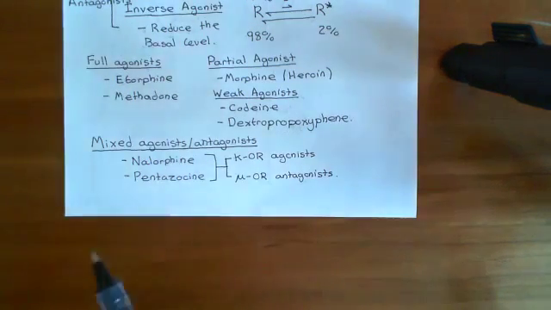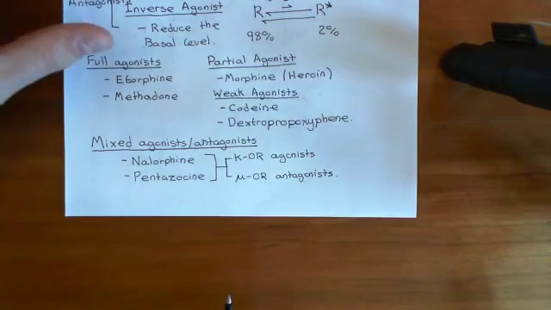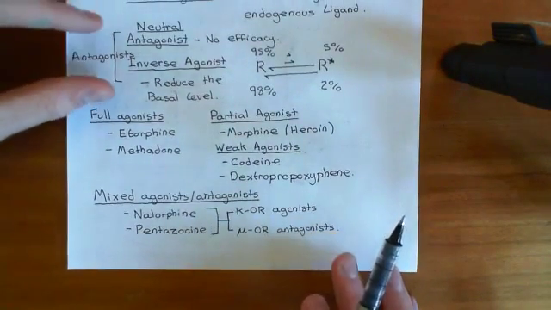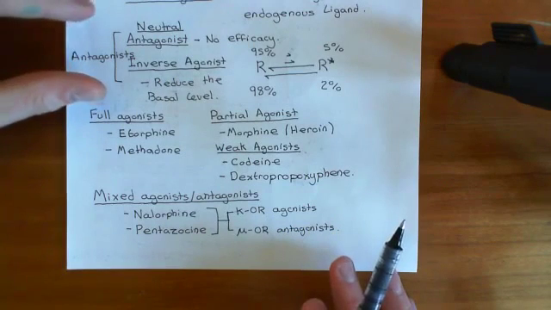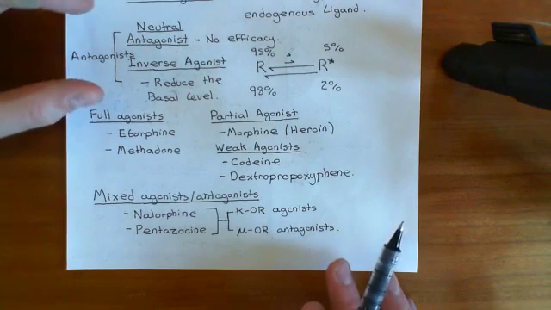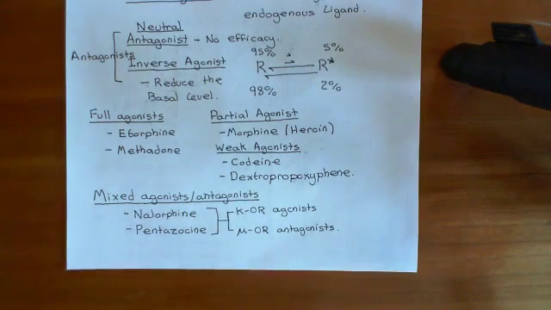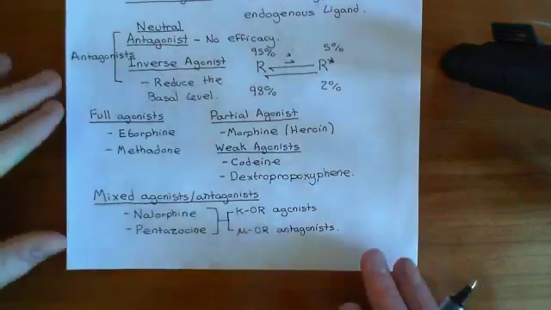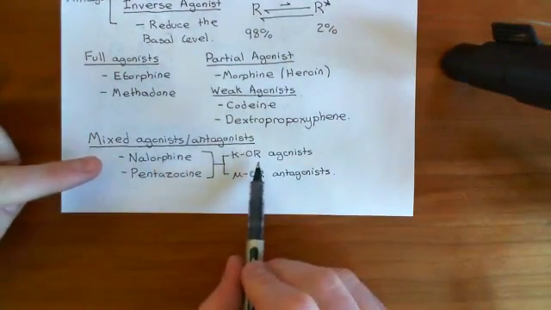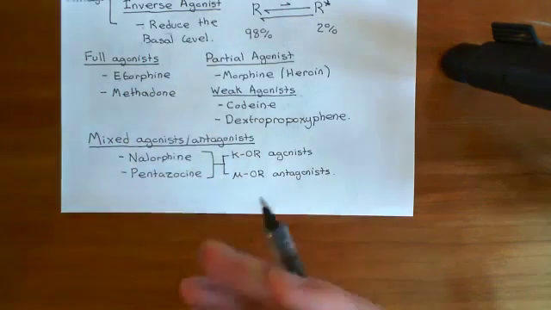So really the distinction between inverse agonists and neutral antagonists only becomes important in receptors where the basal level is non-trivial. The archetypal example of that would be the histamine 2 receptor. But we're not talking about histamine 2 receptors, so it doesn't matter. Right. So these drugs are interesting because they will agonize one of the opioid receptors and antagonize another.